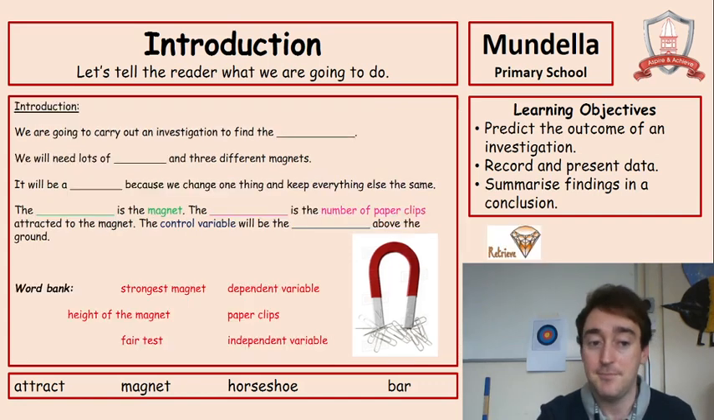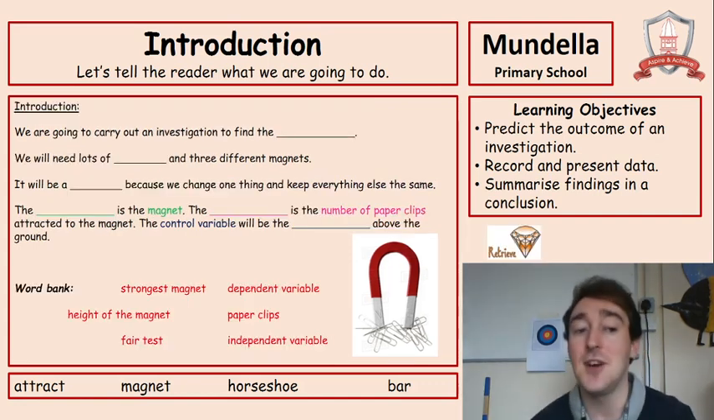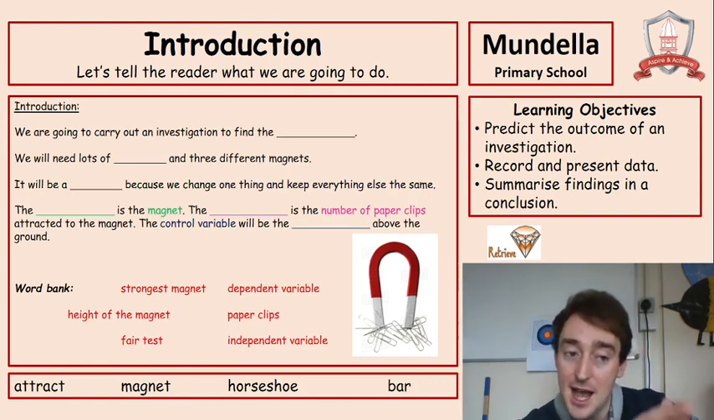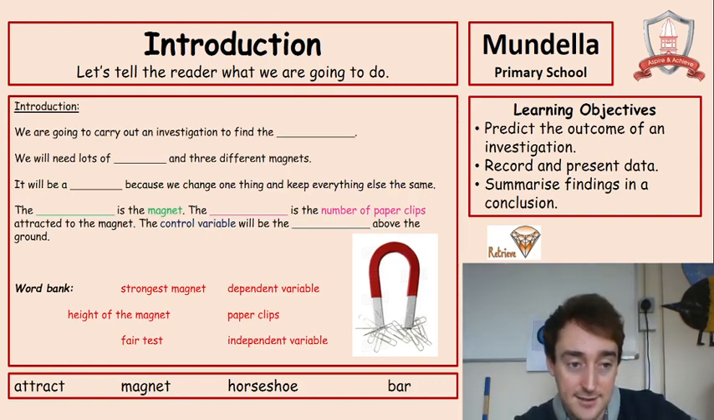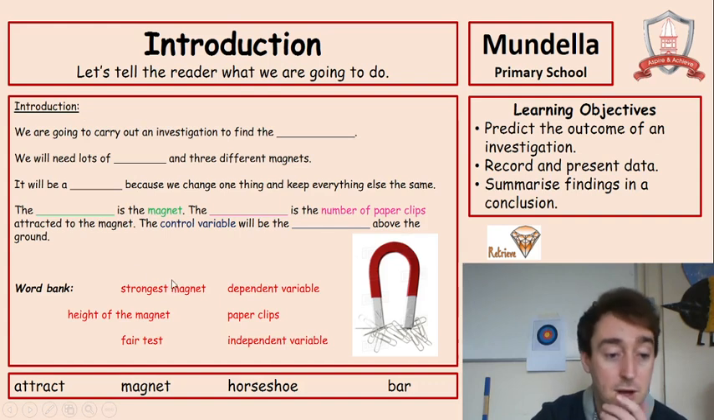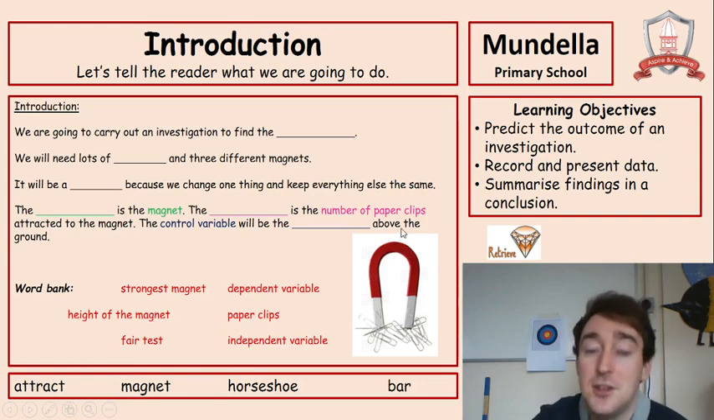So let's do it. But first, I want you to write down the introduction of the investigation. I want you to copy this out. So first of all, you need to write, where's my cursor, there it is. You need to write the introduction, underline it with a ruler, and then put a colon at the end. And then underneath, I want you to copy this all out, and then put in the correct words in the right places from our word bank here. So we're going to carry out an investigation to find the... and then you choose which one you want.